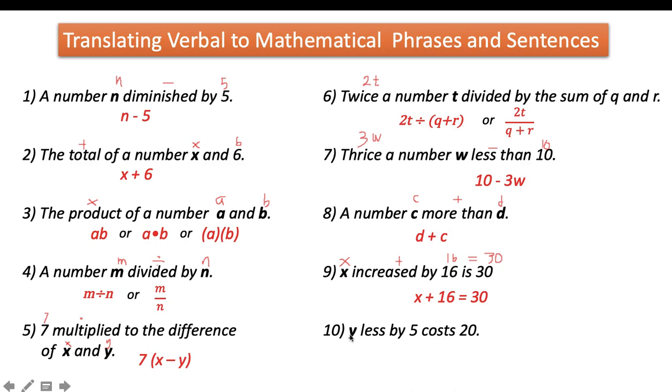And our last given, y less by 5 costs 20. Again, it is a sentence because of this word costs, which is translated as equals. Less means minus. Then our terms here are y, 5, and 20. Again, it is less, not less than, unlike given number 7. So we don't need to switch them. So our answer here is y minus 5 equals 20.